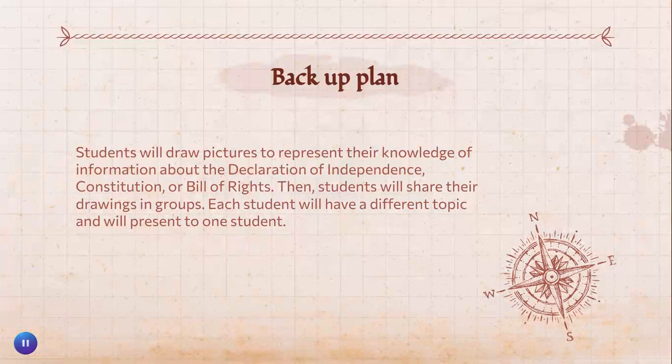Backup plan. Students will draw pictures to represent their knowledge of information about the Declaration of Independence, Constitution, or Bill of Rights. Then students will share their drawings in groups. Each student will have a different topic and will still present to at least one student. So it's basically the same assignment. However, we're just not using technology anymore, just in case the internet's down or the Canva's down or anything like that.